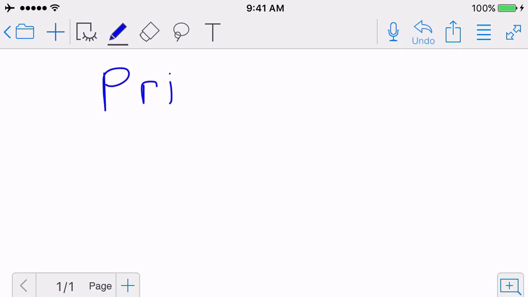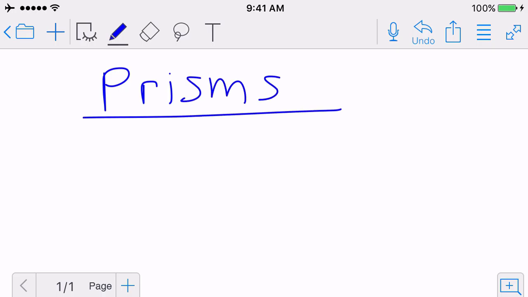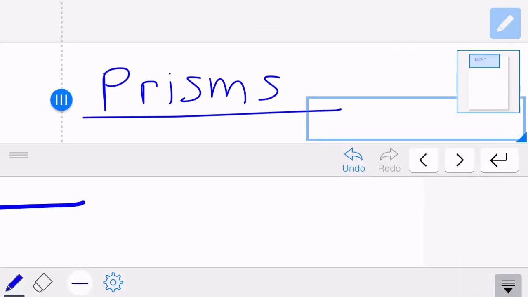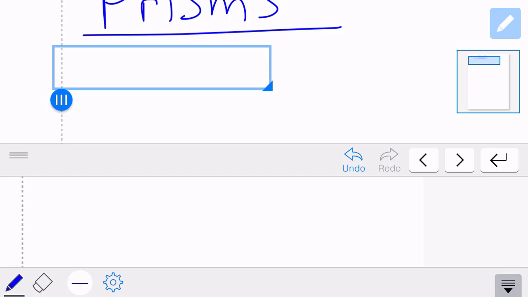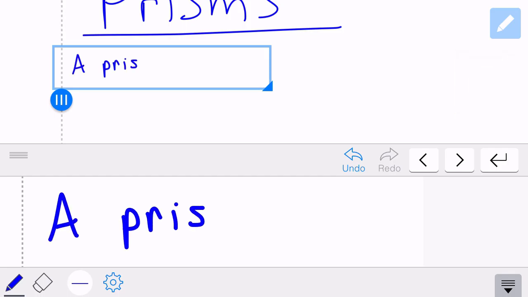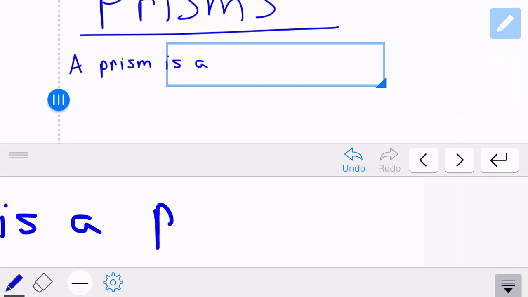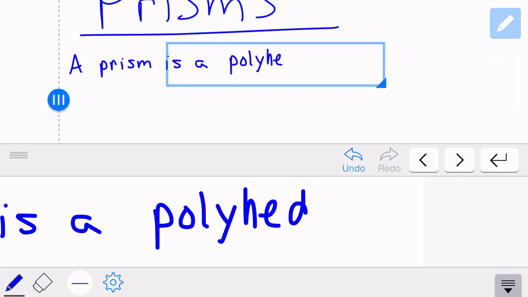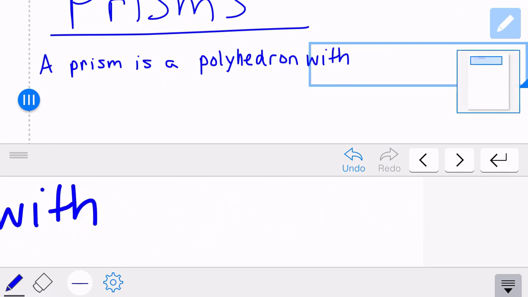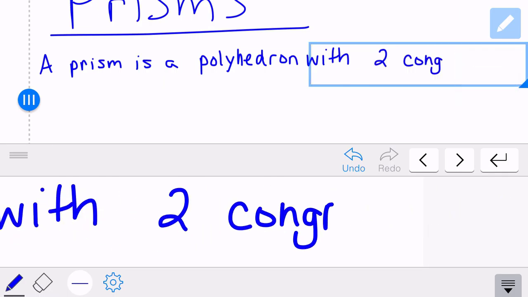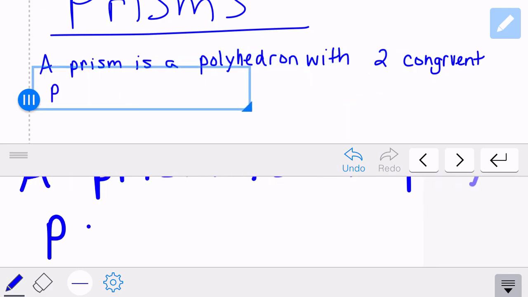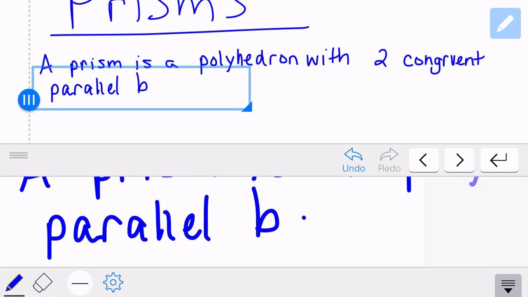So a prism, okay? What are they? Well, a prism is a polyhedron with two congruent and parallel bases. Okay, so what do we mean by that?